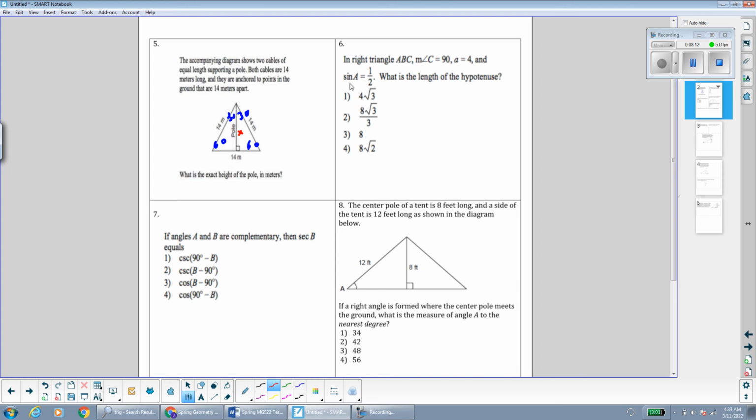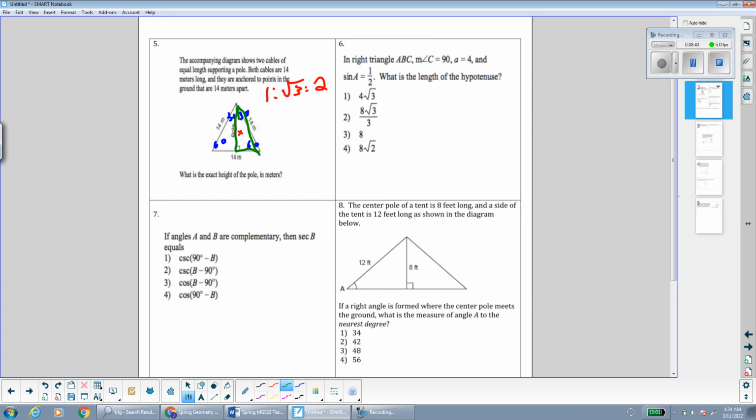Remember, 30, 60, 90 triangles have sides in the ratio of 1 to radical 3 to 2. That's the special ratio that the sides of 30, 60, 90 triangles are always in. So we were given the 14. We can focus on any of the 30, 60, 90 triangles, this one or that one. They're both exactly the same. So I'll just focus on this one so we can get a better look at it.